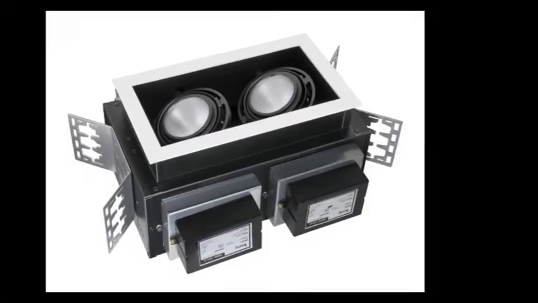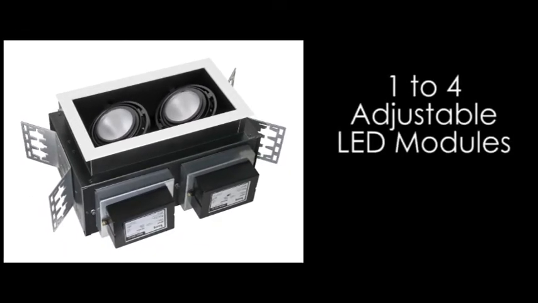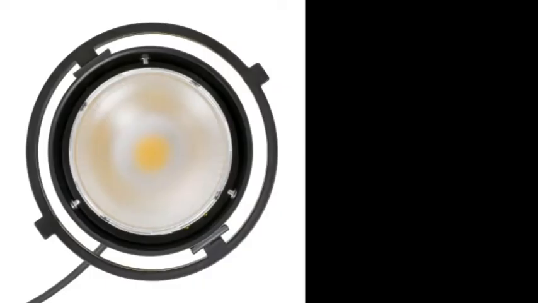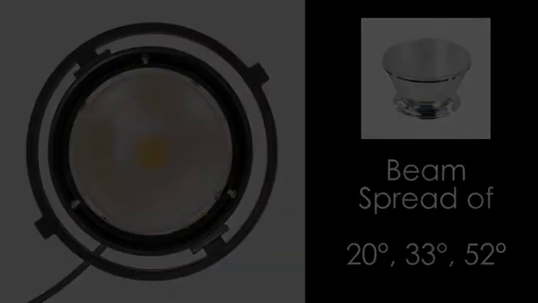Recessed linear LED fixtures. The ML1 series of LED modulinear is available from 1 up to 4 adjustable LED modules, each incorporating a 20-watt high-output COB LED. The single point source, in beam spreads of 20, 33, and 52 degrees, provide a near-perfect preferred lamp-like appearance.